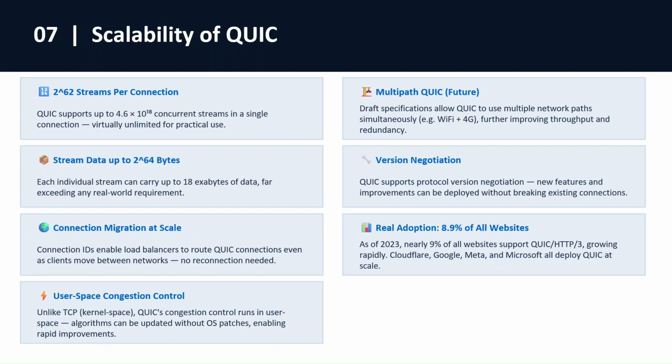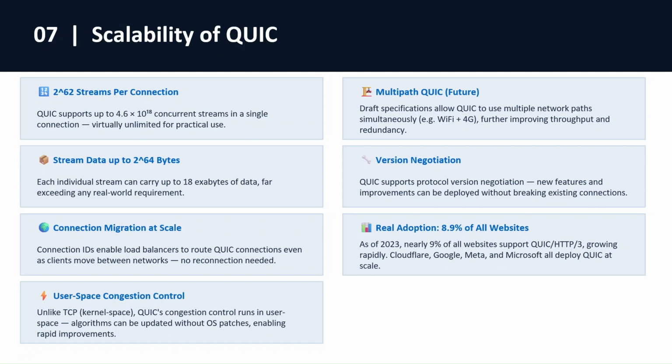User space congestion control. Unlike TCP's kernel space, it has a much better and very fast way of evaluating congestion. Multipath QUIC feature. Drafts especially allow QUIC to use multiple paths simultaneously, like 4G plus Wi-Fi in the phones we use today, where there is an option of using both simultaneously. Version negotiation. QUIC supports protocol version negotiation. New features and improvements can be deployed.